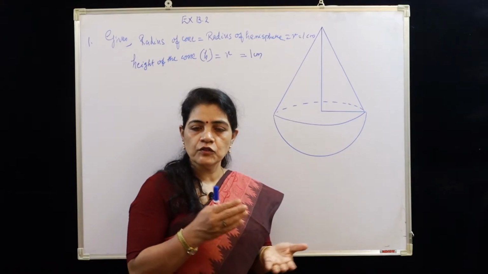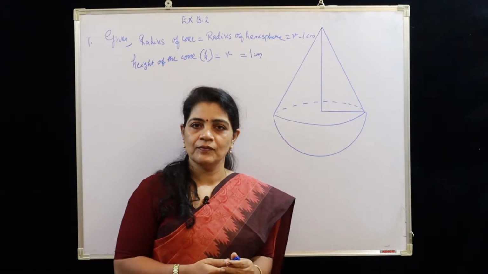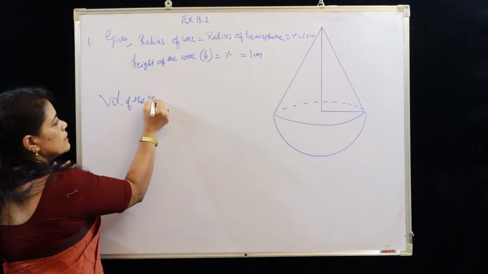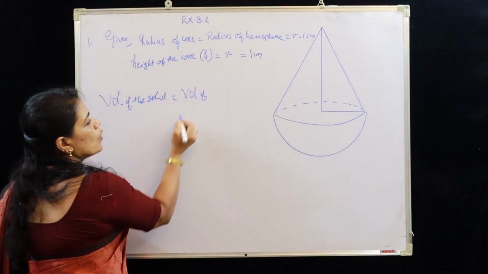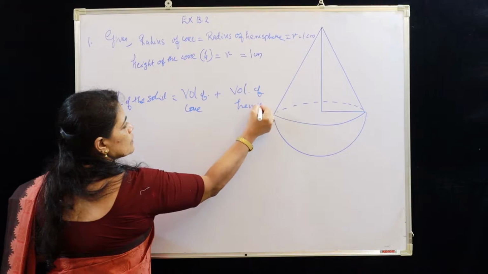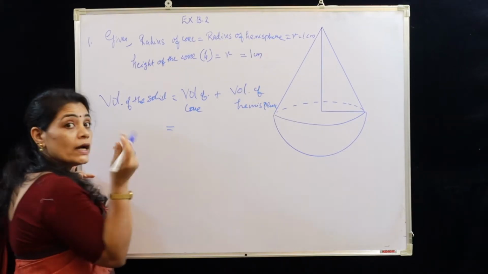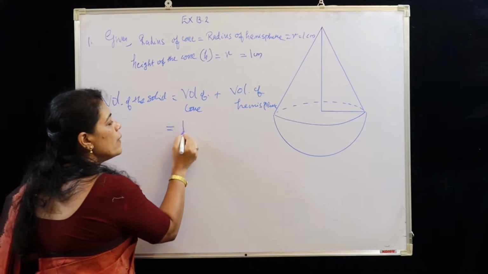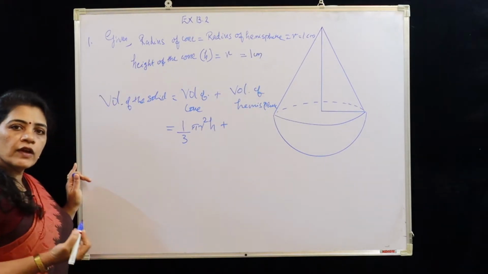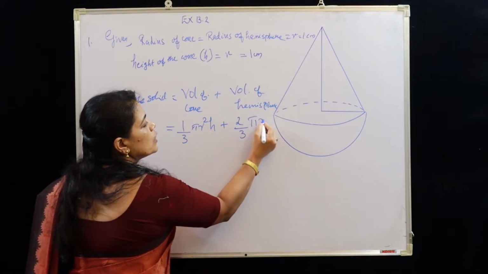So as I told, we have to find the volume of the cone plus the volume of the hemisphere. That will give you the volume of the solid. Is it clear, children? So volume of the solid equals volume of cone plus volume of hemisphere. Learn the formula, that is the only thing you have to do. What is the volume of the cone by formula? That is 1/3 of the volume of the cylinder, so 1 by 3 pi r square h, plus the volume of the hemisphere, which is half of the volume of the sphere, and that is 2 by 3 pi r cube.